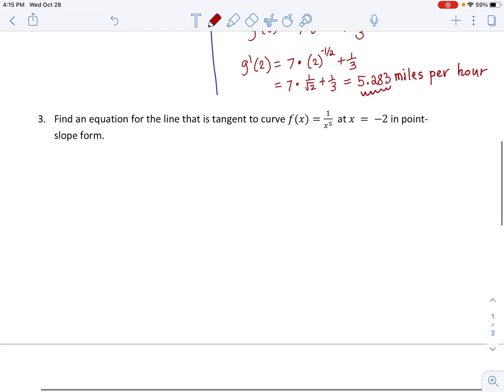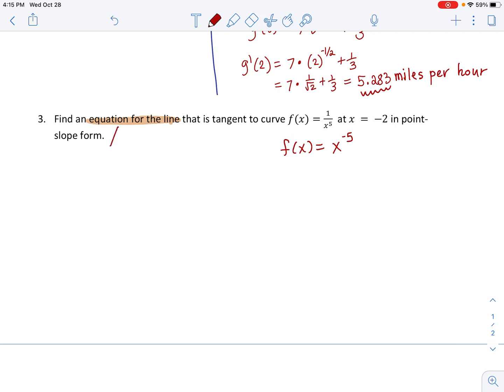All right, very last one, number 3. Find an equation of a tangent line. That is a line that is tangent to the curve f of x equals 1 over 5x. First of all, I don't like the look of this guy. I'm going to rewrite this as f of x equals x to the negative 5th power.